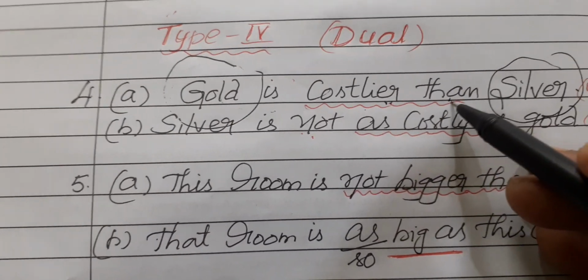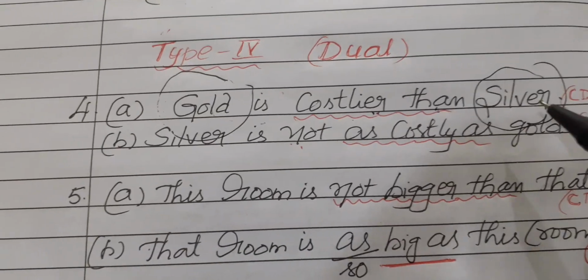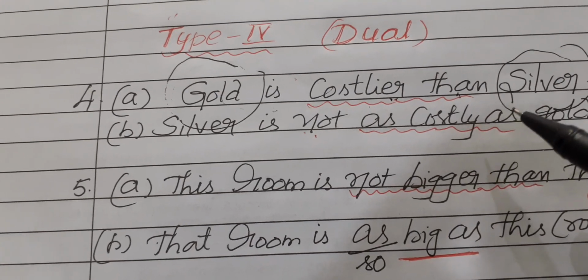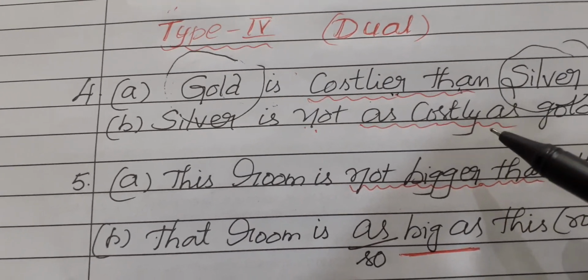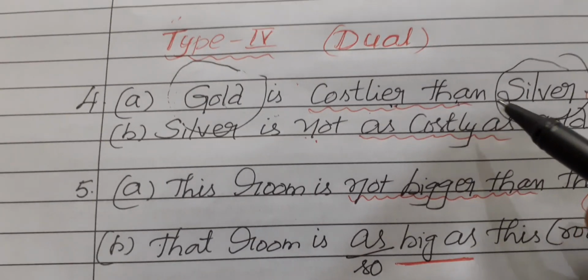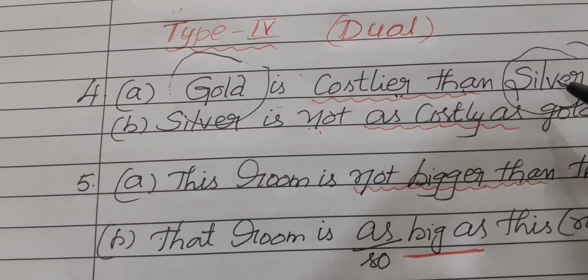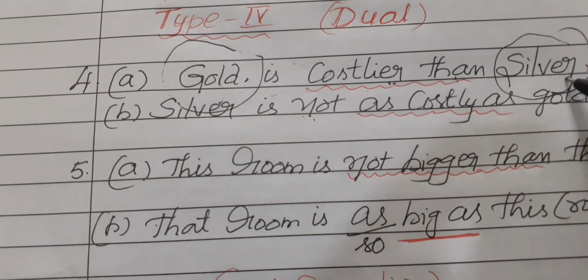Here only CD comes. Here SD comes, then CD comes. Here both are not there. That is plain PD. Okay. This is comparative degree, but type 4 comparative degree. Two nouns are compared here.